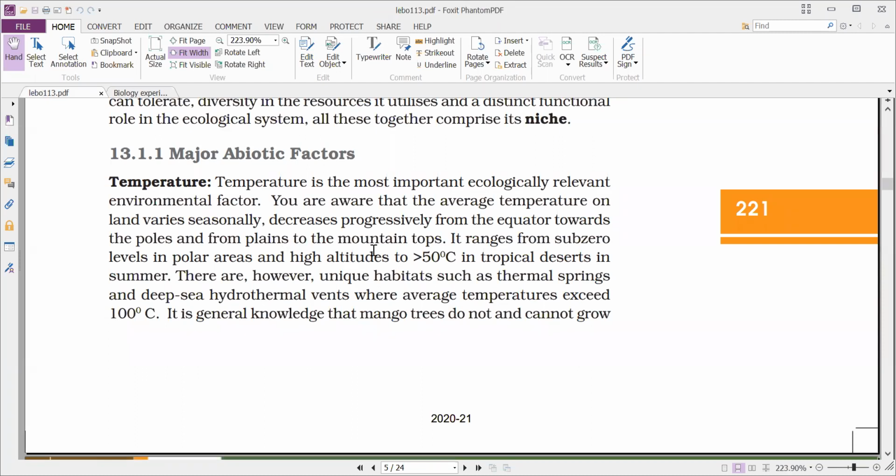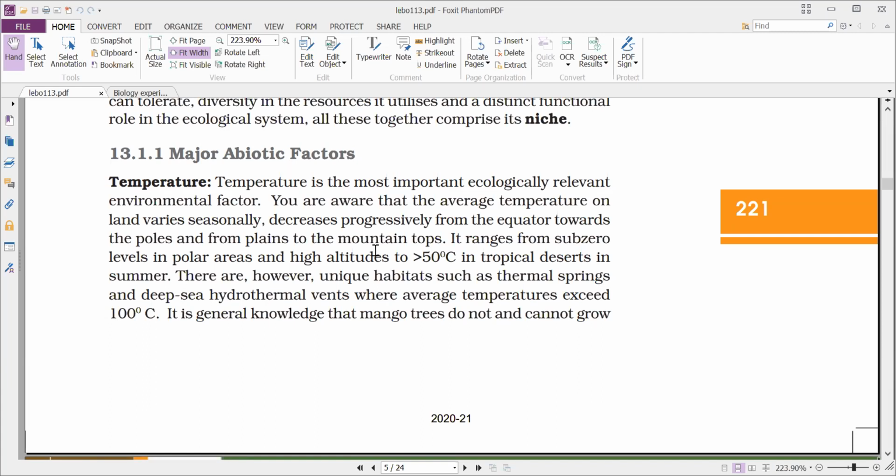Next, coming to the subject. Okay, we are discussing the major abiotic factors. What are the different major abiotic factors? Temperature, water, light, and soil. Okay, temperature, water, light, and soil. These are the 4 major abiotic factors. In that we are discussing the temperature.